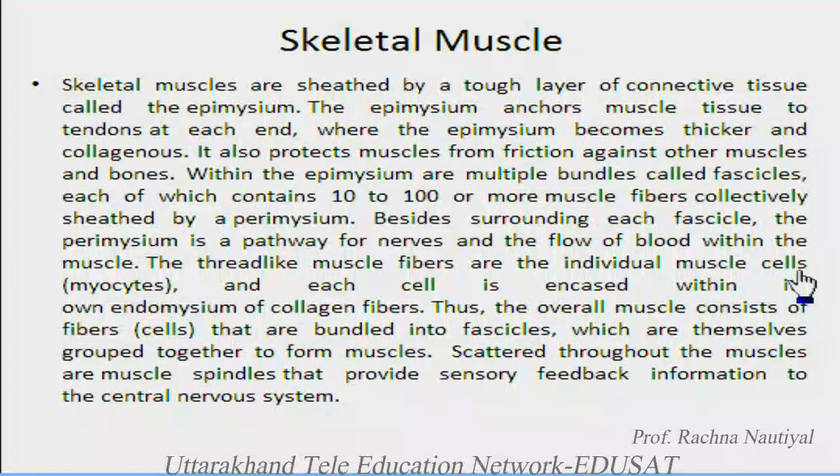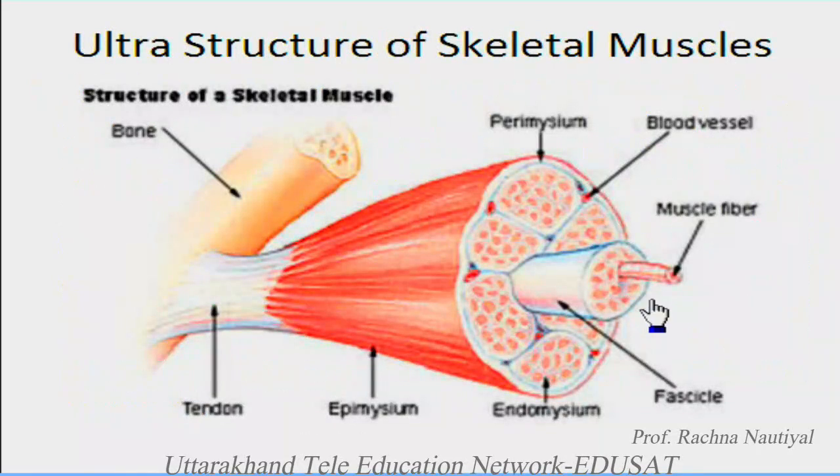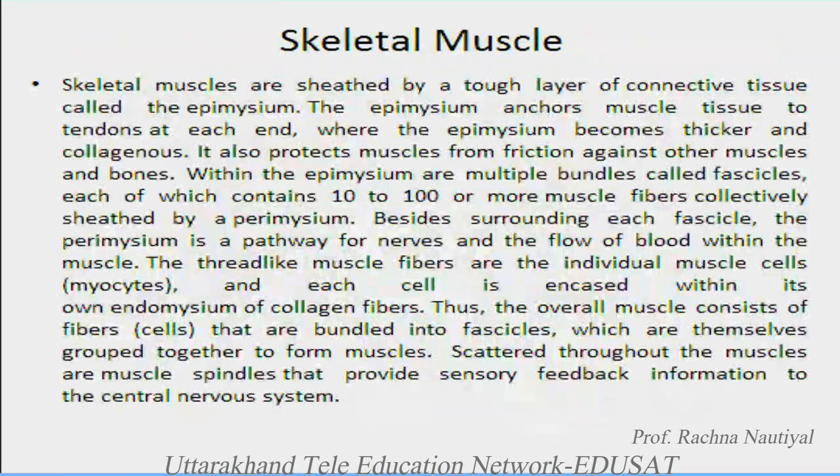Then within the epimysium are multiple bundles called fascicles, as I have told you, each of which contains 10 to 100 or more muscle fibers, collectively sheathed by a perimysium. Besides surrounding each fascicle, the perimysium is a pathway for nerves. We can see here the nerve pathways, the blood pathways, and the flow of blood within the muscles.